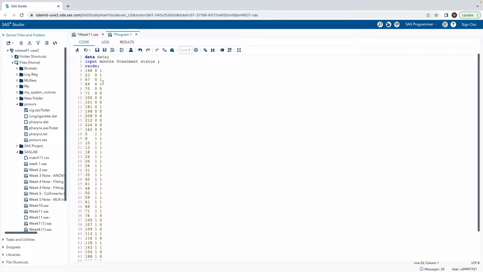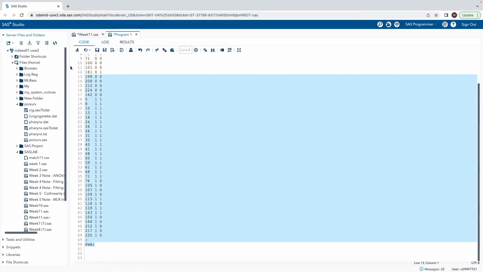And status here is how we're telling SAS that this person was followed for 148 months, and by saying status 1, that's saying that they stopped being followed because they had an event, whether that's death or whatever the event is. Whereas 0 would mean they're right censored, in the sense that they just dropped out of the study or whatever. So yeah, I'll just read that in.